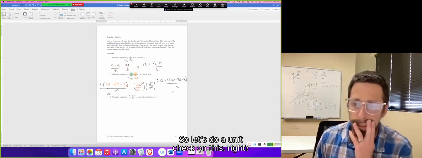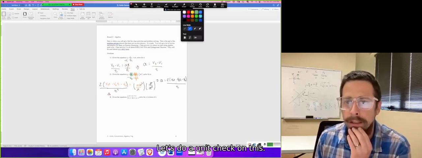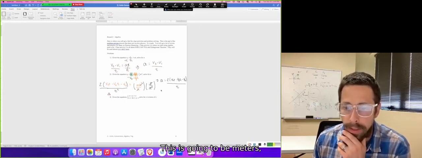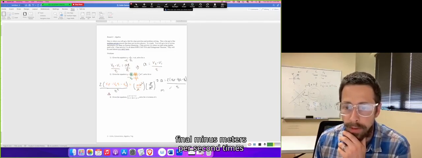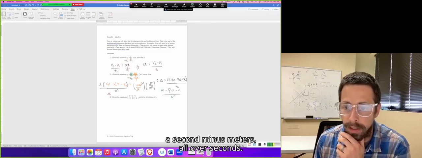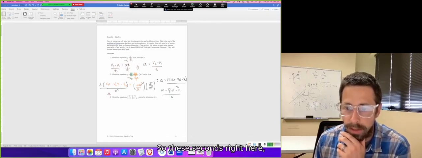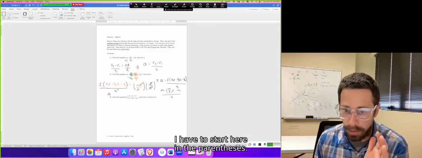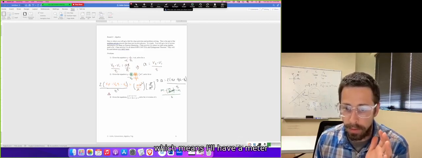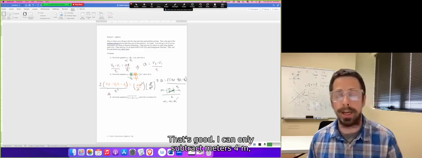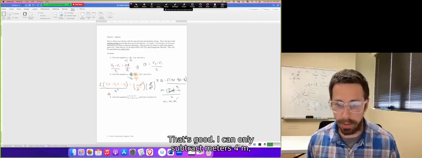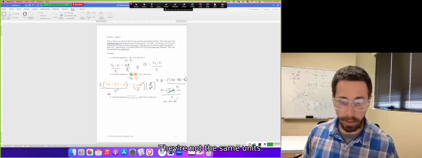So let's do a unit check on this, right? This is going to be meters, right? Final minus meters per second times a second minus meters, all over seconds. So these seconds right here, I have to order these, right? I have to start here in the parentheses. Seconds will go away, which means I'll have a meter minus a meter minus a meter. That's good. I can only subtract meters from meters. I can't subtract centimeters from meters. They're not the same units.